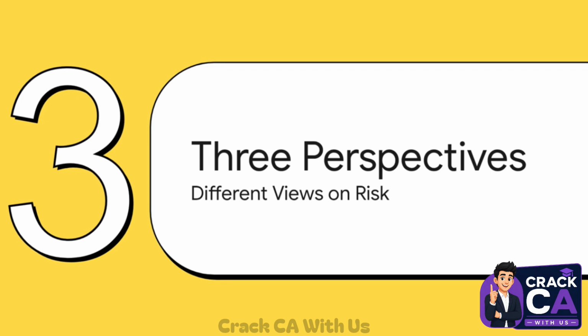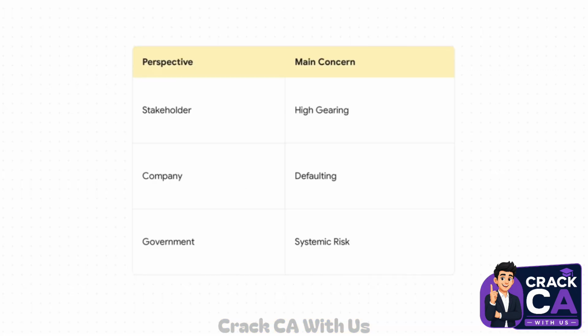3 perspectives on risk. Identifying all those financial risks is great and all, but how do they actually impact you? Well, that depends entirely on where you sit in the economy. Financial risk isn't just a single fixed thing. For instance, a stakeholder, like an equity shareholder, looks at high gearing, meaning high debt, as a major risk, because if the company winds up, shareholders are literally the last ones to get paid.